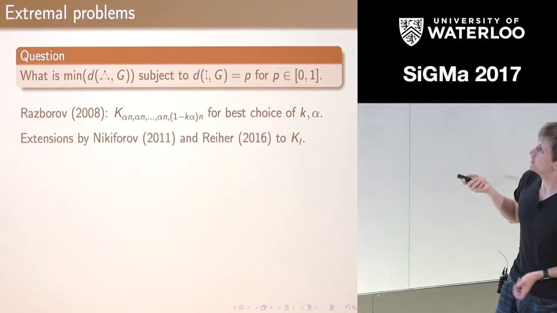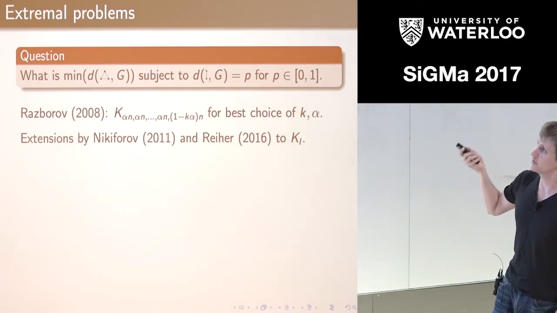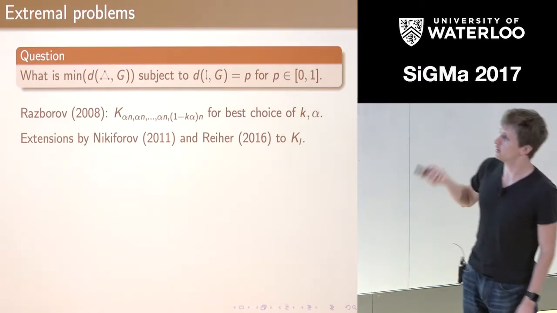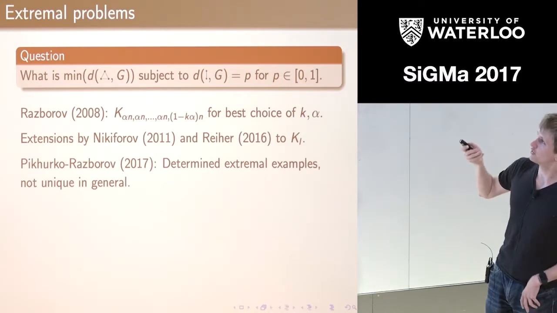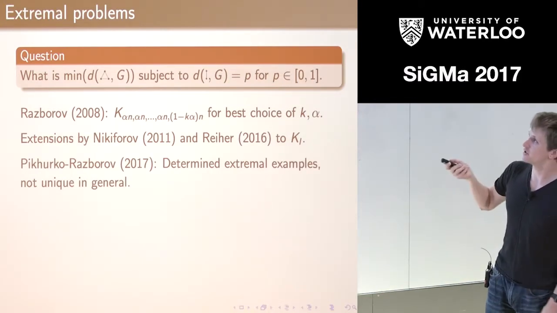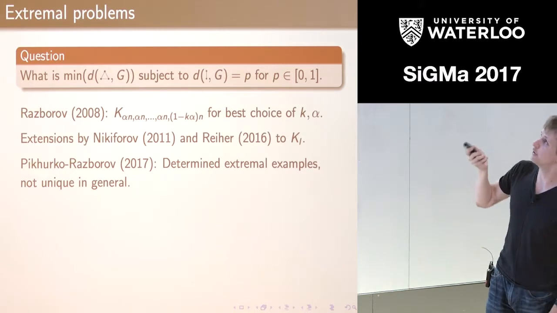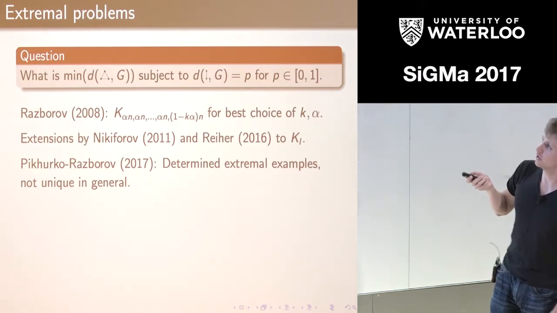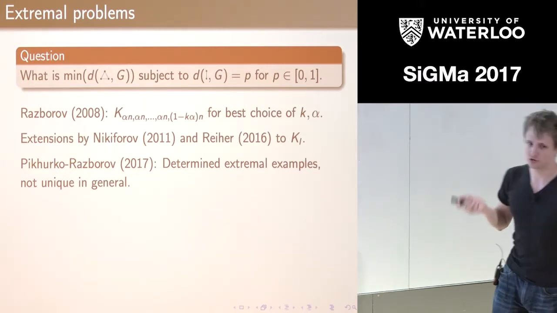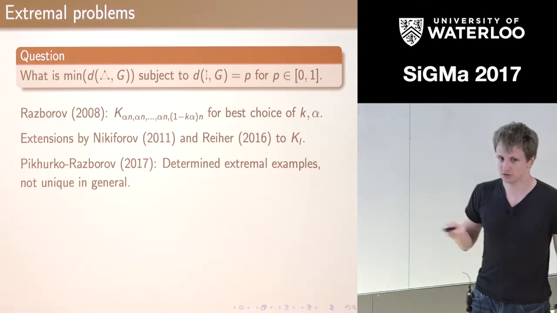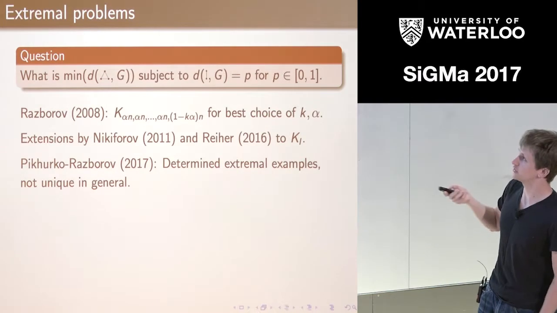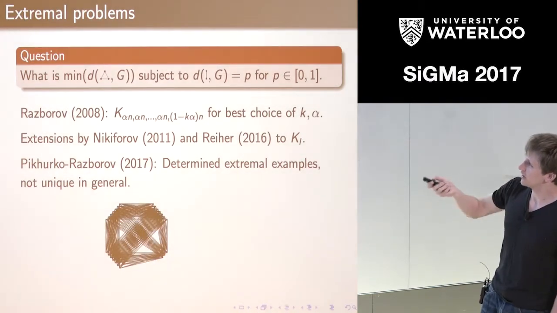So this was extended to larger clique sizes by Nikiforov and Reiher. But the other result I want to mention is that here it's actually not going to be unique. So a paper by Pikhurko and Razborov determines what the extremal graphs are for this problem, what the solutions are for this problem.